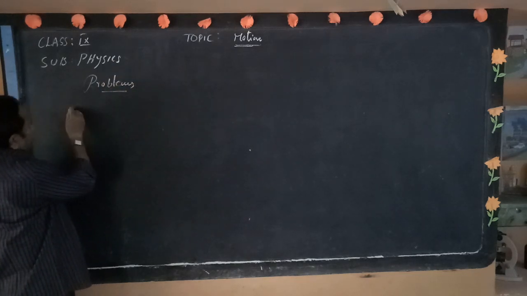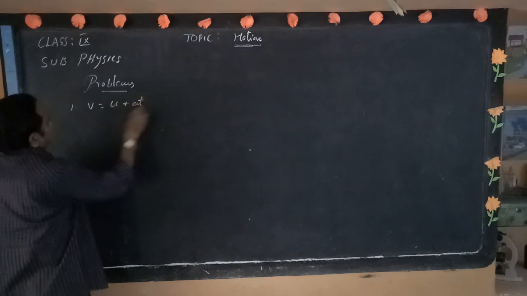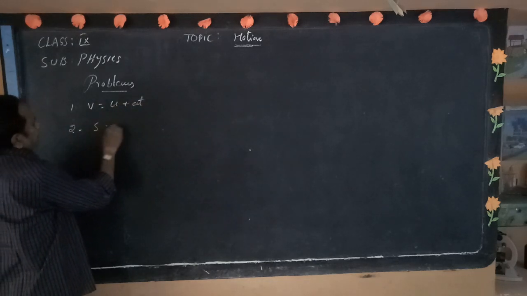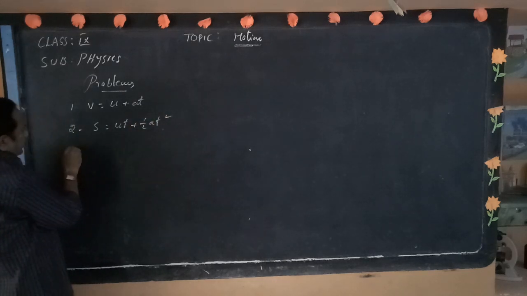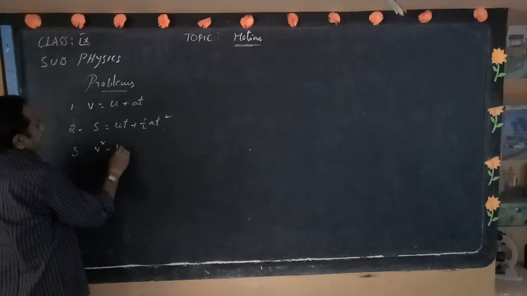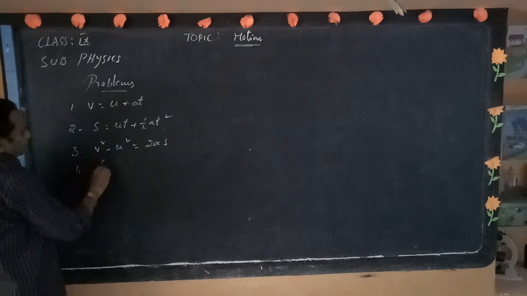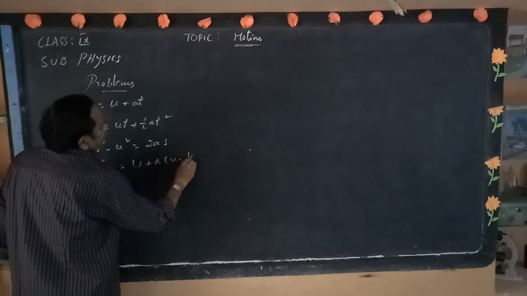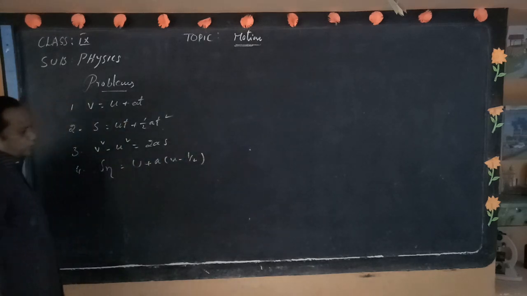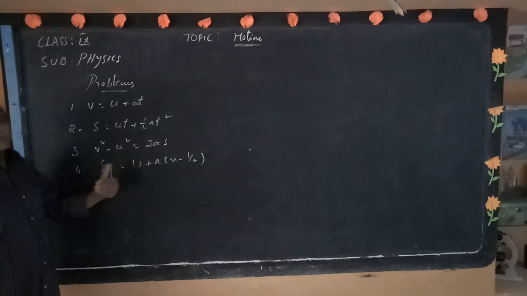In these problems I consider the applications. v is equal to u plus at, one application. Second one, s is equal to ut plus half at square. Third application, v square minus u square is equal to 2as. And fourth one to consider, Sn is equal to u plus a into n minus 1 by 2. So these applications we will consider and prove some problems.